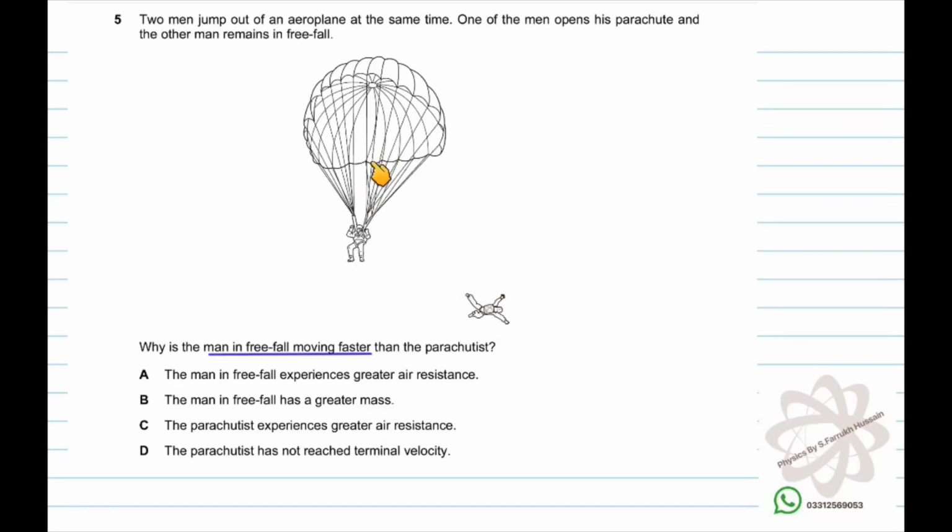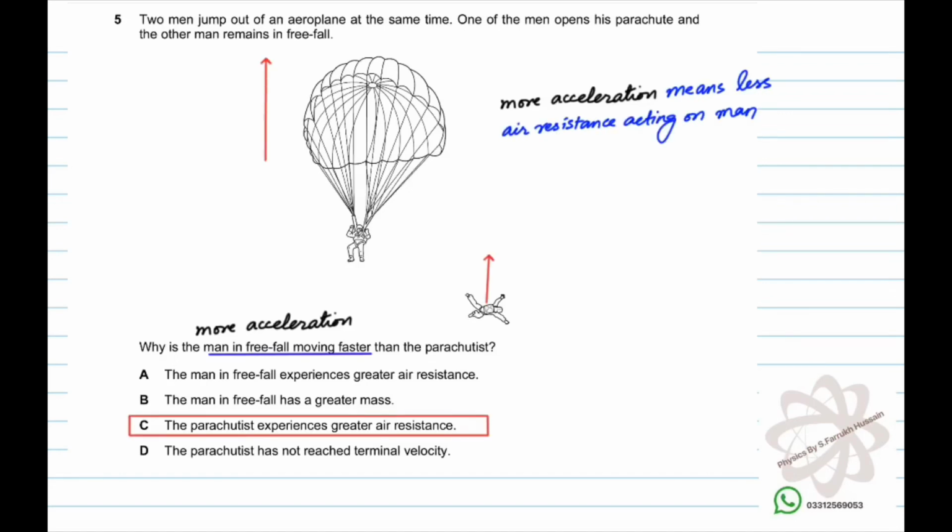In this question it's written the man in free fall is moving faster than the parachutist. So if the man in free fall is moving faster, moving faster means this man has more acceleration as compared to the man with the parachute. So more acceleration means less air resistance acting on the man. So there is more upward force acting on the parachutist as compared to the man, because he is not having a parachute.